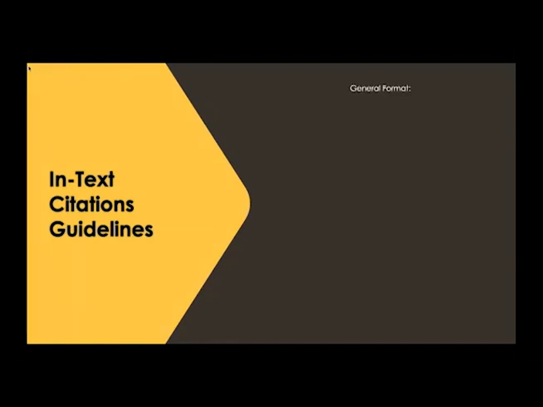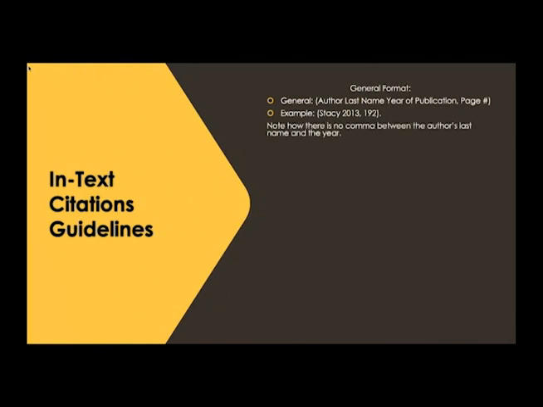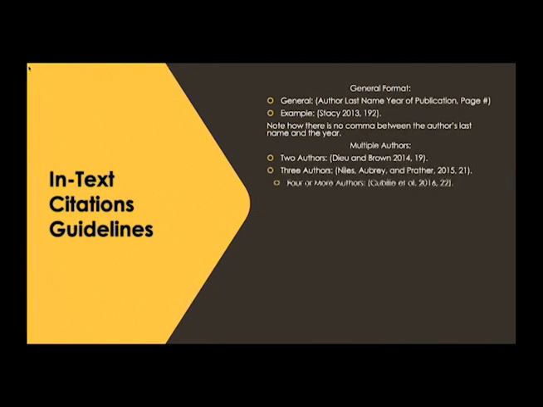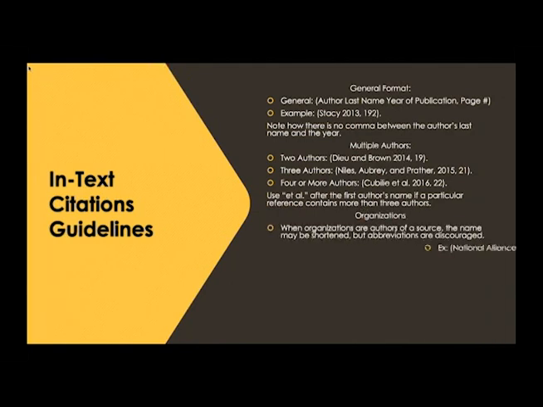Now let's take a look at some in-text citation guidelines for Chicago and Turabian style. Mind you that the information discussed in the following slides is a lot to take in, so we will be refreshing on these in part 2 of this video, so stick around for that. So without further ado, the general format for in-text citations is as follows.